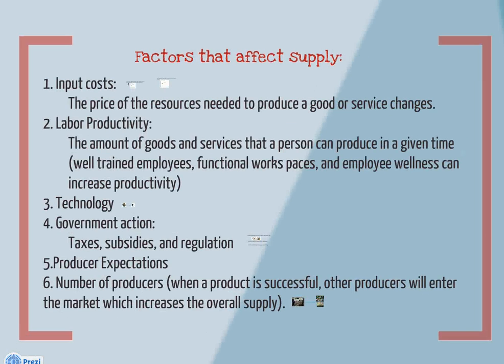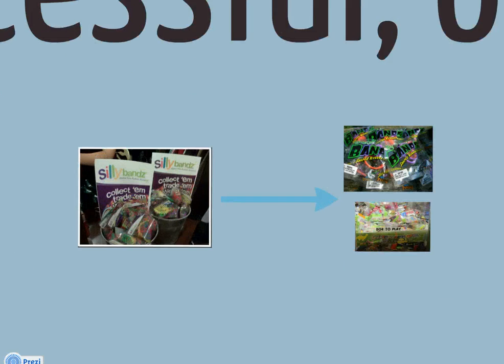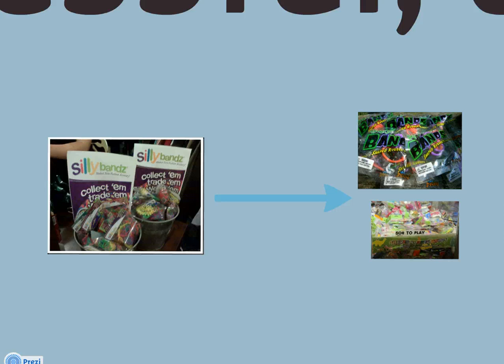And then we have producer expectations, which is quite similar to consumer expectations. If you think that you will make more money by producing something in a few months rather than right now, then you'll wait that extra amount of time. And then the last one is the number of producers. And this states that when a product is successful, other producers will enter the market to increase the overall supply. So with silly bands, once those took off, lots of knockoffs came about.